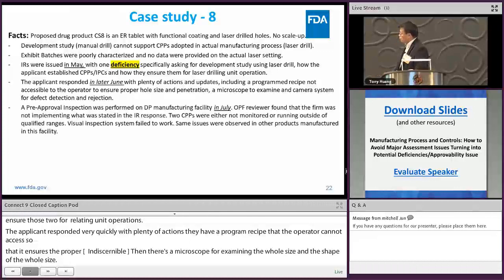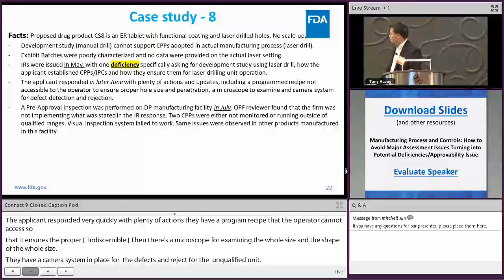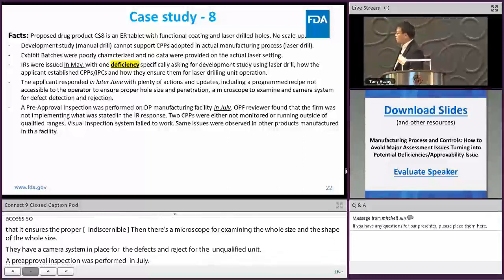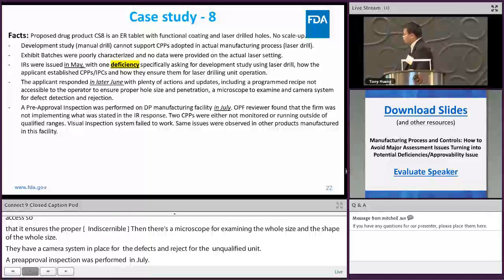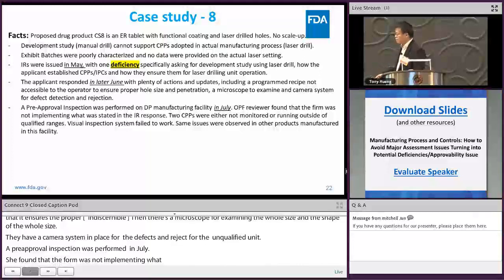A pre-approval inspection was performed on this facility in July, and the OPF reviewers participated in this PAI. And she found that the firm was not implementing what was stated in the IR response. And she found that 2 critical process parameters for the drilling process were either not monitored or running outside of the qualified ranges. Visual inspection systems were not working, and she found that the same issues were observed in other products manufactured in this facility.